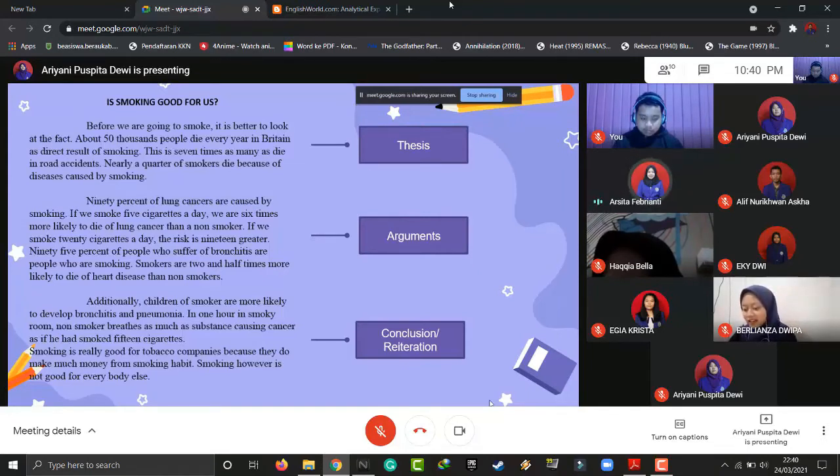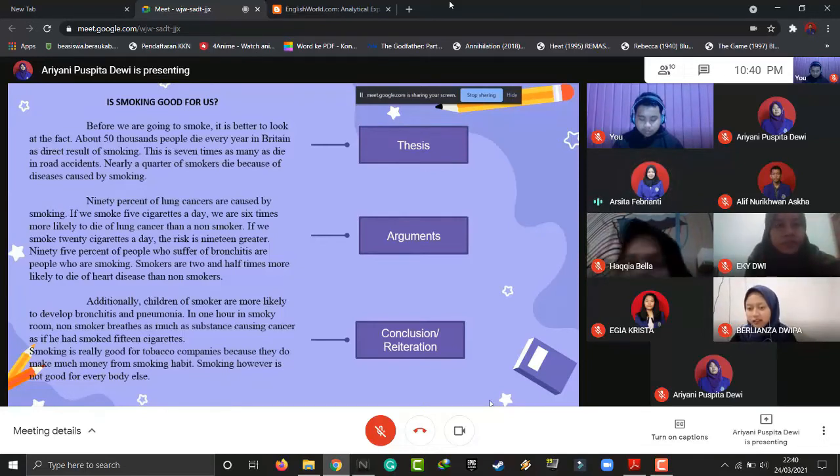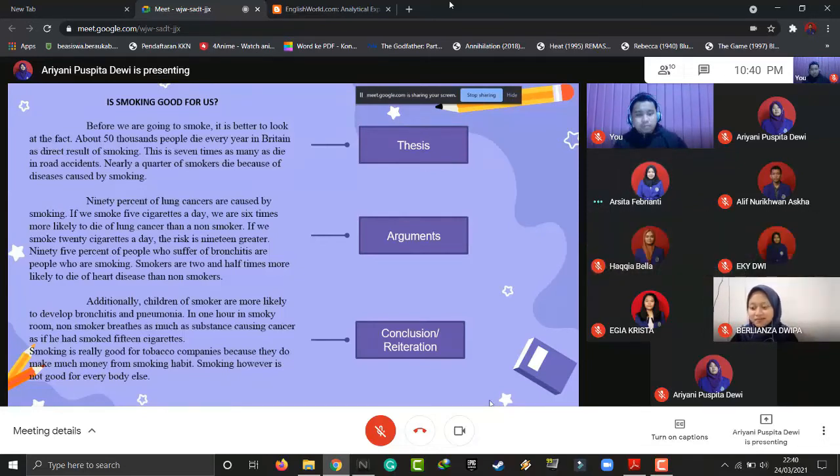Okay, so this text is an analytical text because the writer elaborates the idea that smoking is not a good habit because it has a negative impact. And the next slide will be presented by Bu Ariyani.